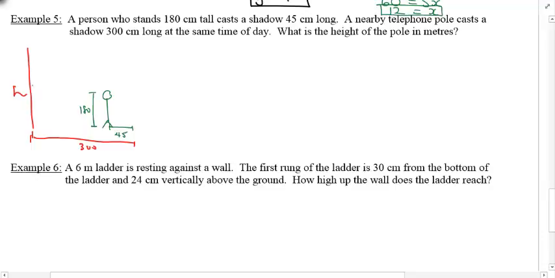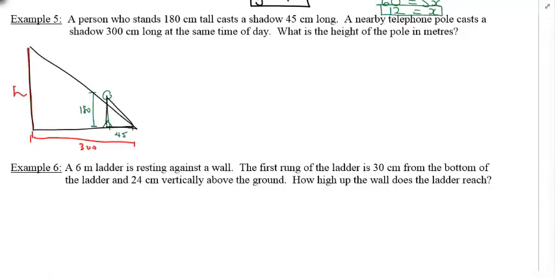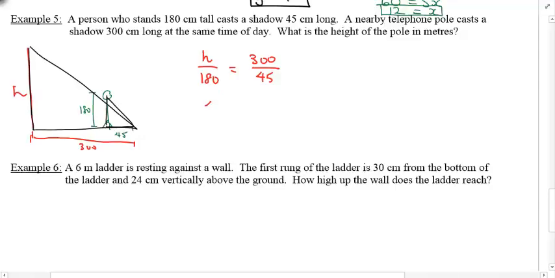So I don't know if you can actually see the triangle, but well, we can compare the sides once again. The H, or the height of the pole, compares with the 180, and then the length of the shadow, which would be 300, compares with the 45. Now, some of you might have written down the other way, 180 divided by H is equal to 45 over 300. That's perfectly fine as well. But once again, once you have the ratio, cross multiply to solve.